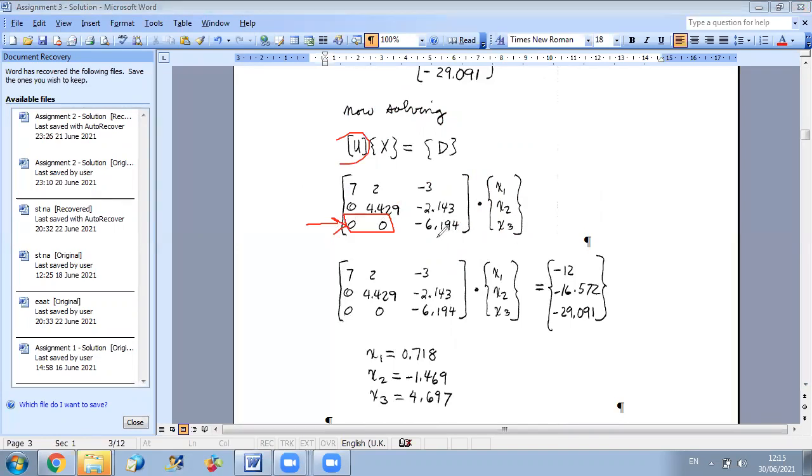So the last equation will give me first that minus 6.194 times x3 is equal to the last element in D vector, which is minus 29.091. This will give me the value of x3. Now, once I get x3, I move to the second equation to get x2, and then I move to the first one to get x1.